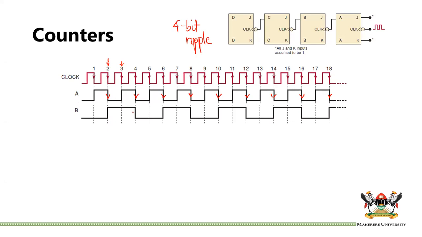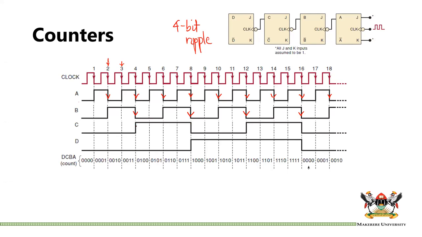And then for B, it affects C in the same way. So C should change at these points. And as we can see, C will change at those points. And with D, D will be driven by C. So D only toggles when C moves in an NGT direction. And when you do the counting, you can see that we are moving from 0000, 0001, all the way to 1111, after which we go back to zero. It's almost like clearing. And so after this state, we basically return here.